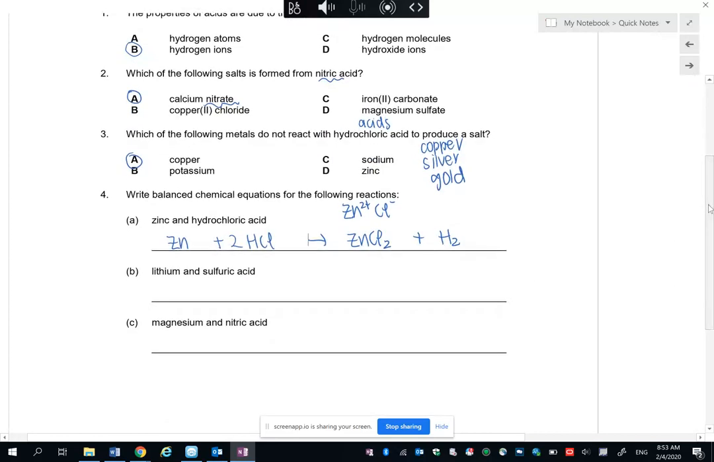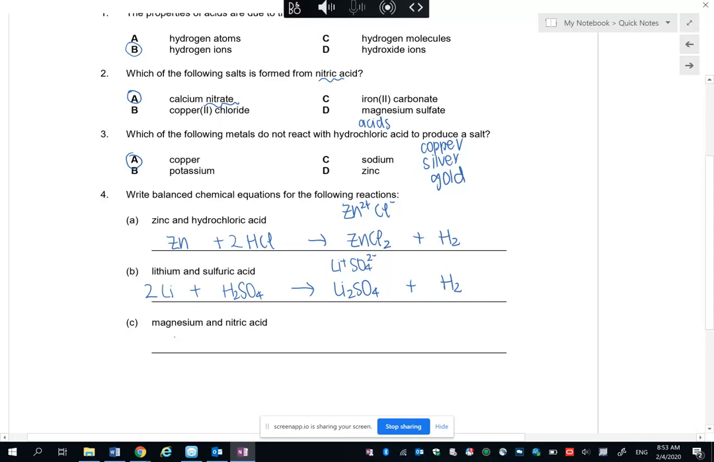Okay, lithium plus sulfuric acid. So lithium plus sulfuric acid would give me lithium sulfate. So lithium 1 plus, SO4 2 minus, cross, you get lithium sulfate plus hydrogen gas. Okay, and then make sure that it's balanced. So I have 2 lithiums there, so I need to make sure I have 2 lithiums here also.